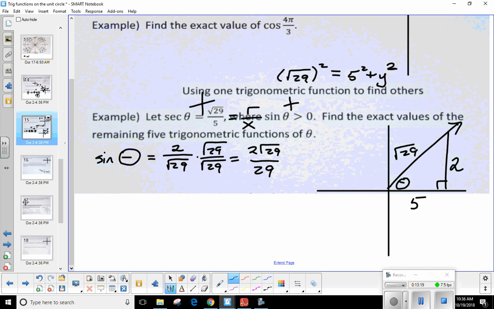I want cosine. Now, what's cosine's ratio? It's x over what? X over r, yes. So this time I'm going to say 5 over the square root of 29. So what would that be if I rationalized it? So 5 square root of 29 over 29. And take a look. Remember, we were given secant, right? What I first wrote for cosine, well, wasn't that just the reciprocal of what secant was? Yeah. Okay.